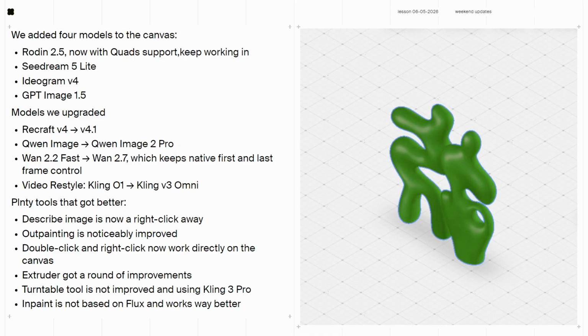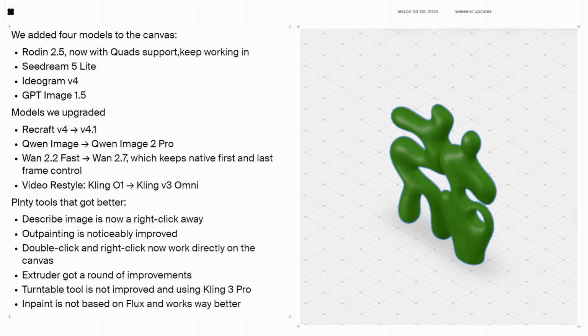Yeah, so the next one is Seedream 5 Lite. We upgraded Seedream 4.5 to Seedream 5. Then there is Ideogram, which is a text to image model. And GPT Image 1.5. We had two, but 1.5 is cheaper and handier for some specific tasks. Then we upgraded Recraft, Qwen Image 2.2 to 2.7, and then the video restyle.